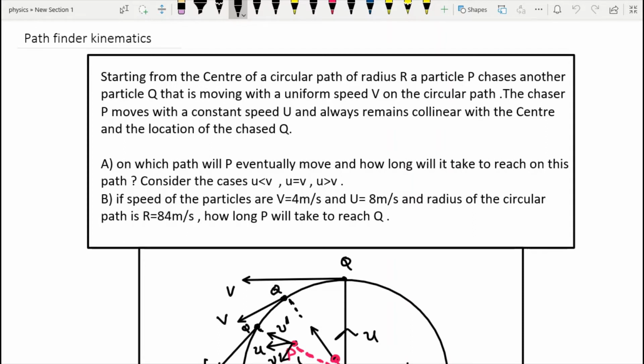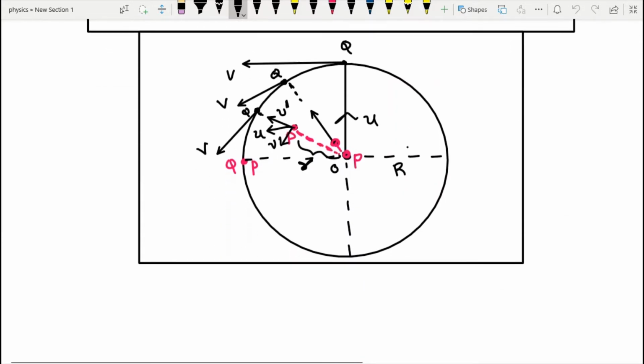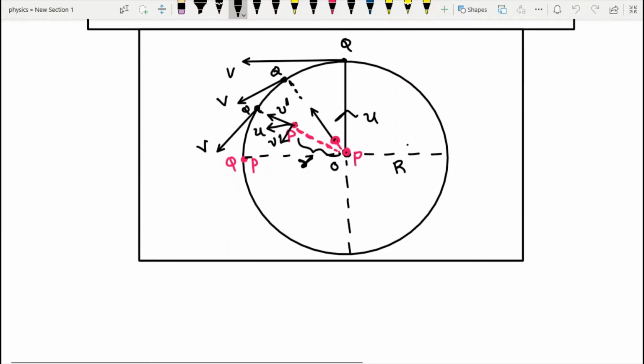If the speeds of the particles are v equal to 4 meter per second and u equal to 8 meter per second, and the radius of the circular path is 84 meter, how long will P take to reach Q? This is the question, and this is the diagram related to that question.